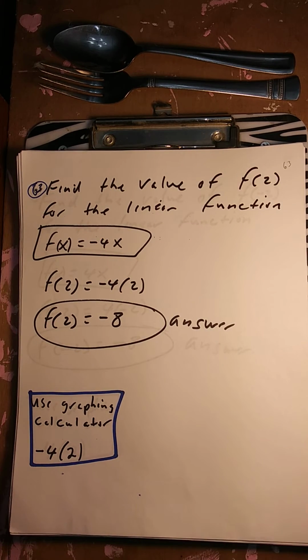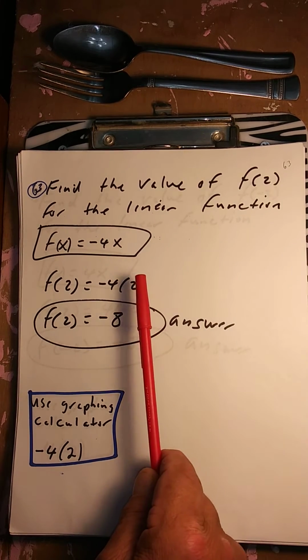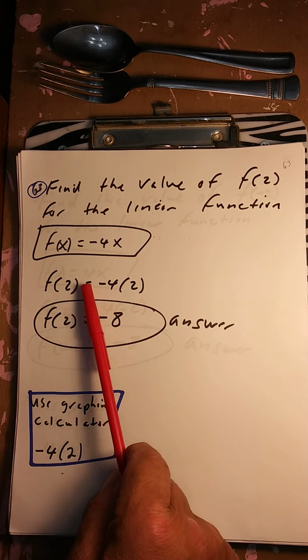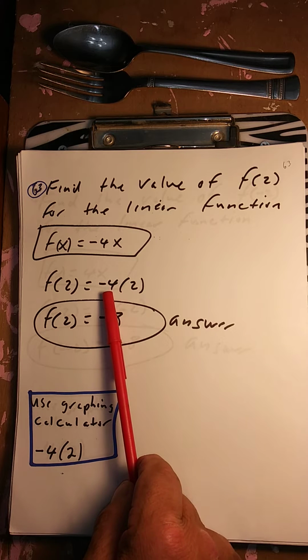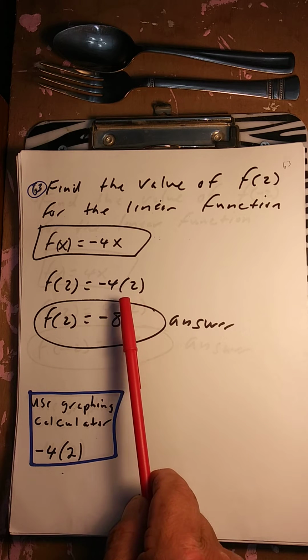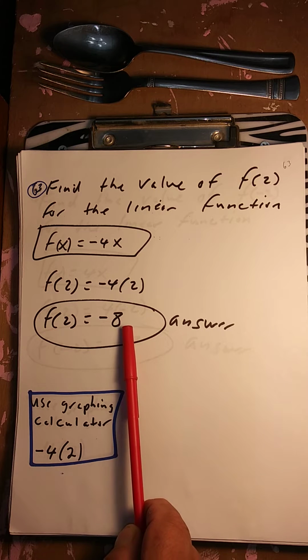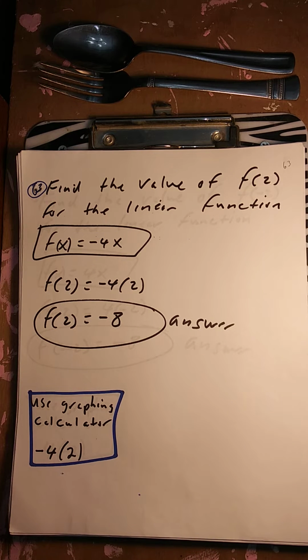Alright, find the value of f of 2 for the linear function. Again, put it in there. So now it's a little bit trickier because we have negatives in there. So f of 2 equals negative 4 times 2. A negative times a positive is going to give me a negative. So negative 4 times 2 is going to give you what? A negative 8. So negative times a positive is a negative. Okay?